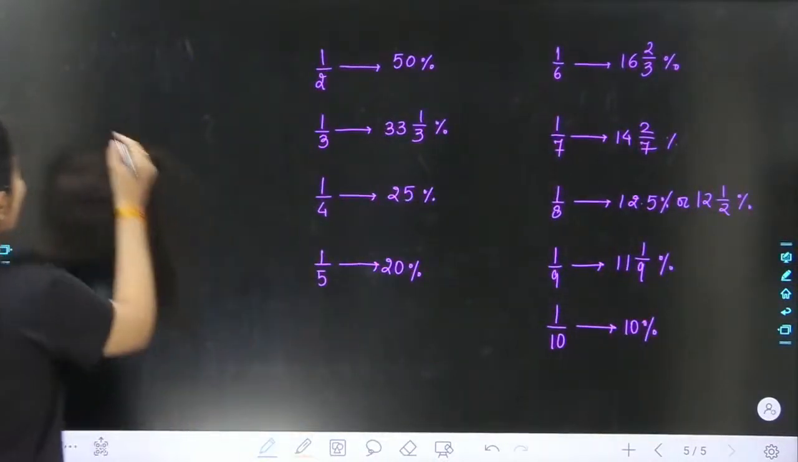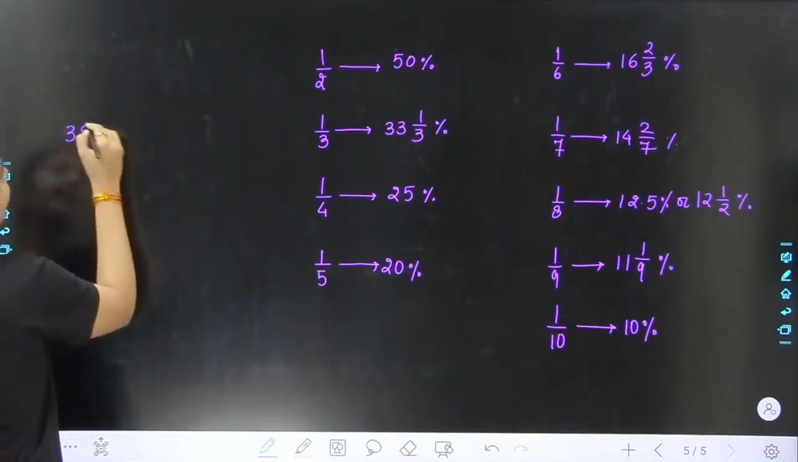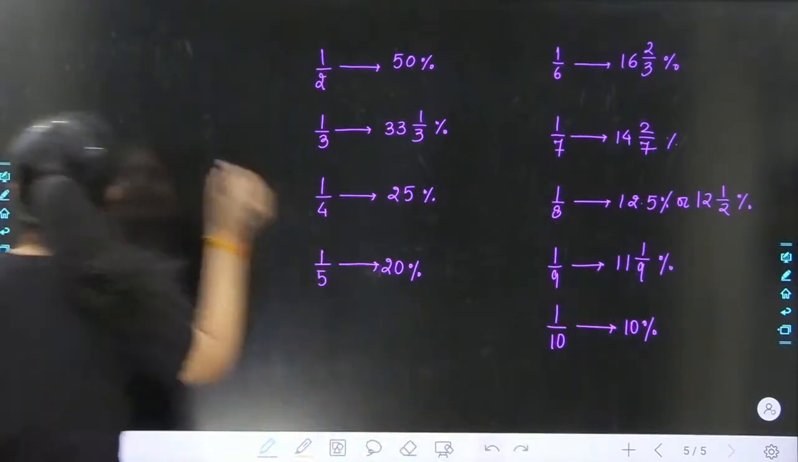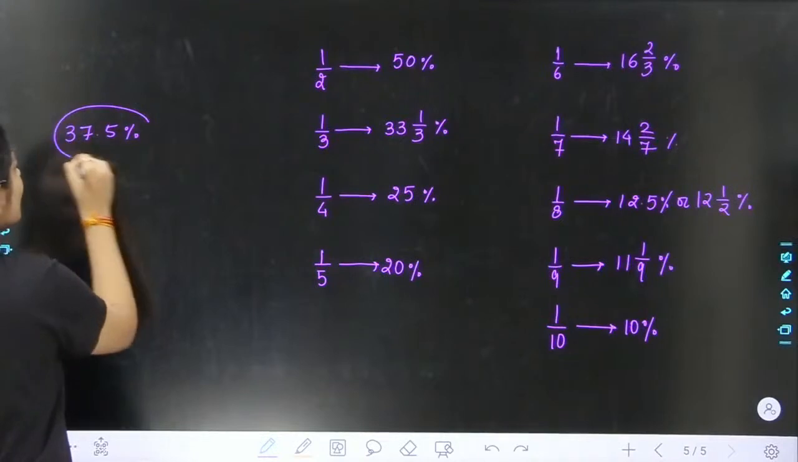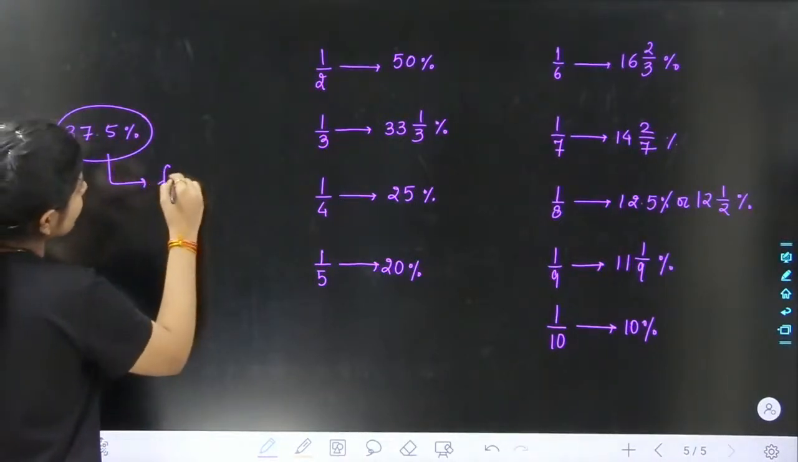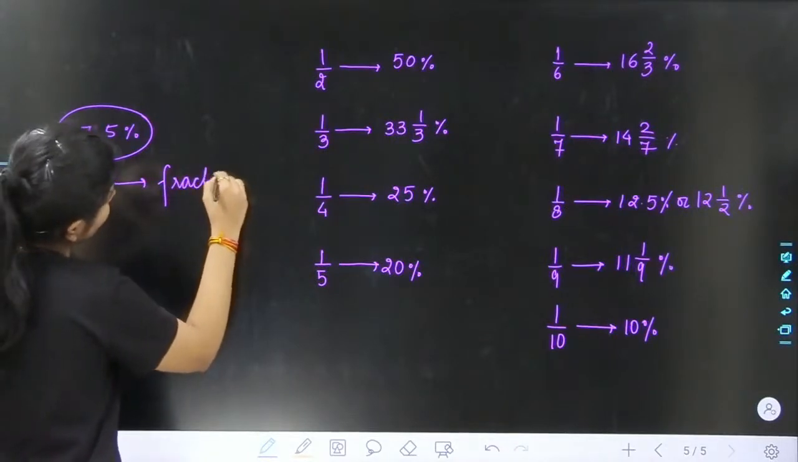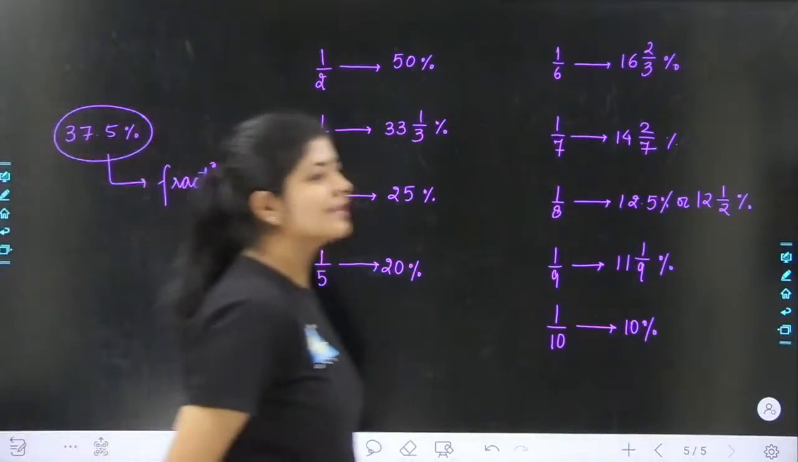Now if I ask you, if I am having 37.5%, how do I write 37.5% in fraction?